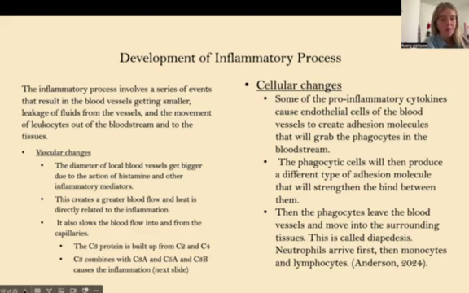These components recruit white blood cells and trigger vasodilation, helping the immune response reach the damaged area. And there's also going to be some cellular changes along with the vascular changes. Some of the pro-inflammatory cytokines cause endothelial cells of the blood vessels to create adhesion molecules that will grab the phagocytes into the bloodstream. And then the phagocytes leave the blood vessel and move into the surrounding tissues. This is called diapedesis, and then the neutrophils will arrive first, and then the monocytes and the lymphocytes.